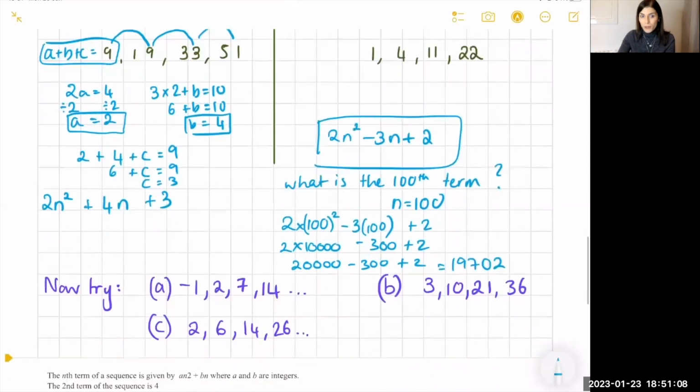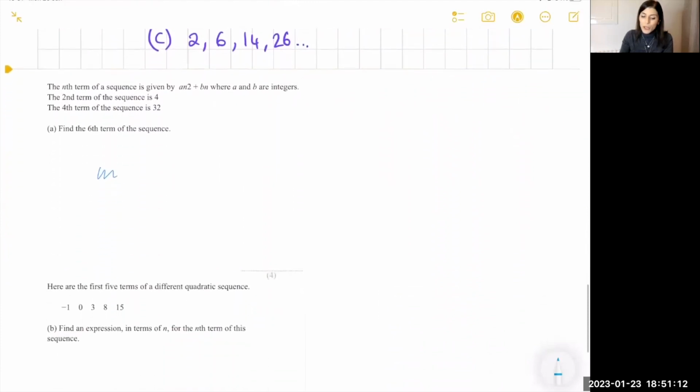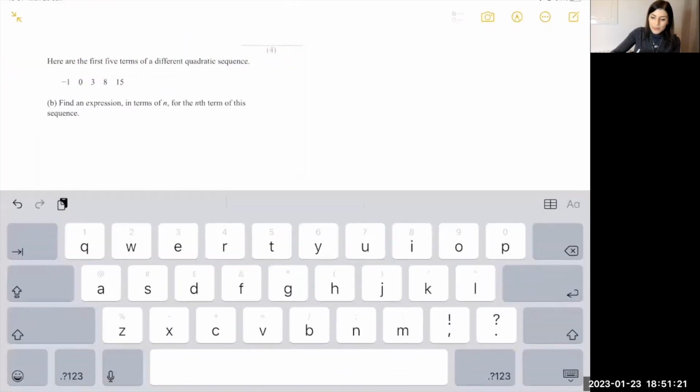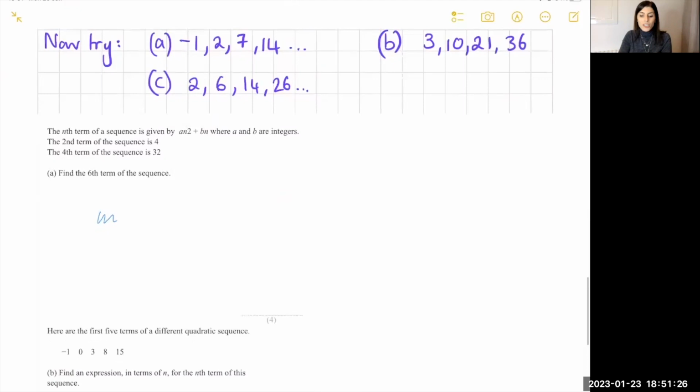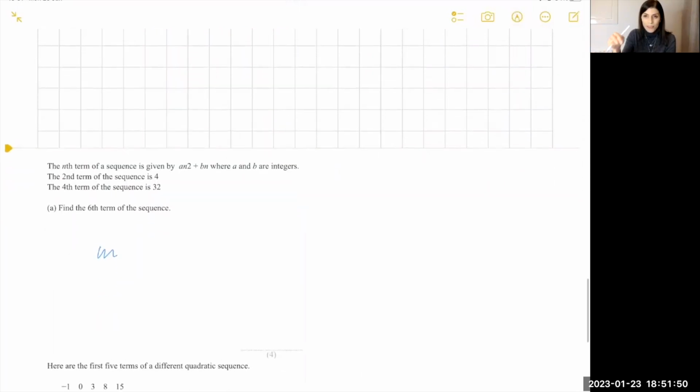Okay, so before we go, because we have reached the end of the lesson, but I want you to have a look at this 4-mark question. So the nth term of the sequence is given by an squared plus bn. The second term of the sequence is 4. The fourth term of the sequence is 32. So if you're watching the replay of this, just pause the video at home and have a go yourself.